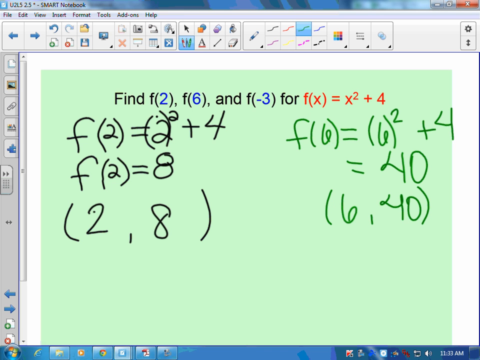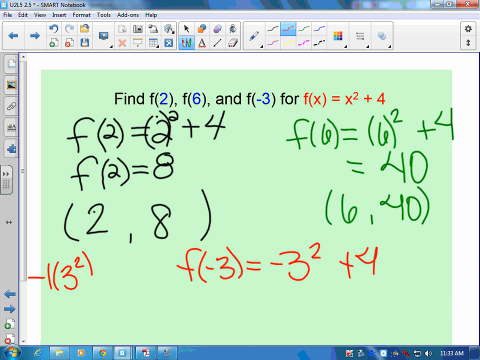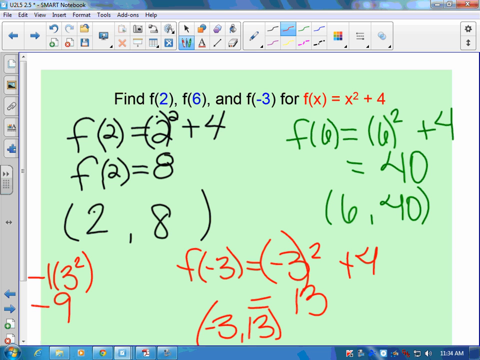This third problem is where those parentheses become so important, because when I have f of -3, the way that it's written here means -1 times 3 squared, which would give me a value of -9. But what I want is to put -3 into my function. So I want to take the value of -3 and square that to get positive 9, which I would add to 4 to get 13. I put -3 in, I get 13 out.